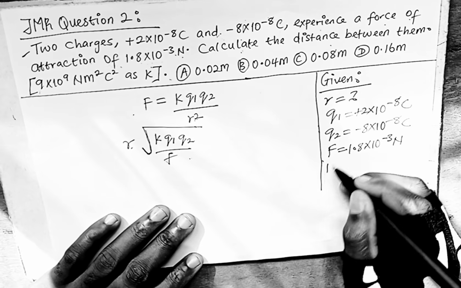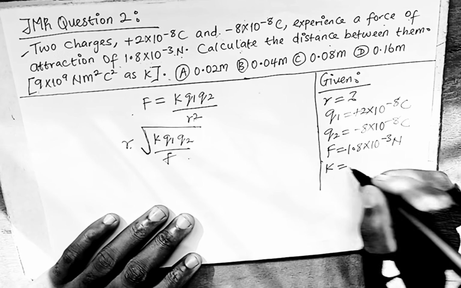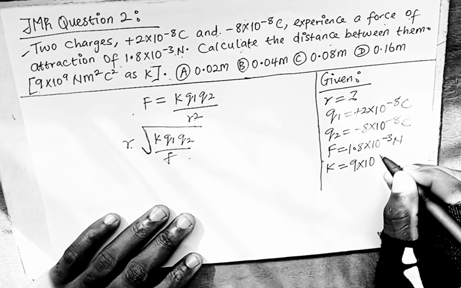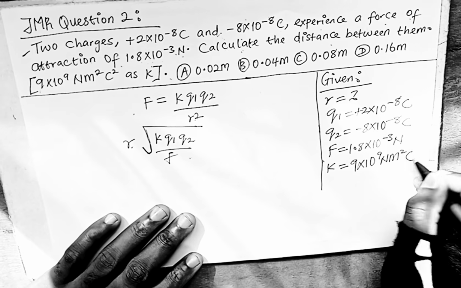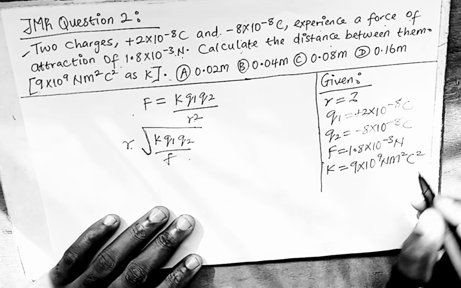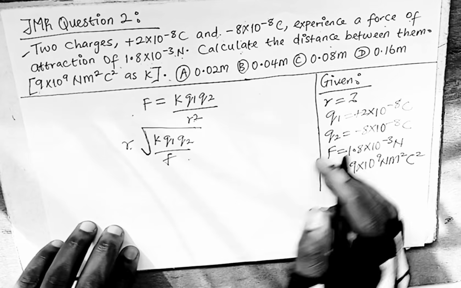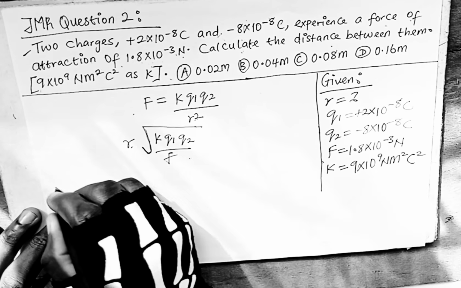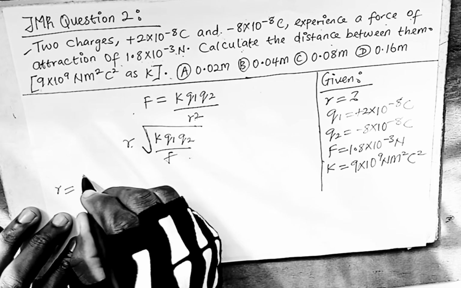They also gave us K, the Coulomb constant, equal to 9 times 10 raised to the power 9 Newton meter square per Coulomb square. Everything is in order, no need for any conversion. All we need to do now is substitute. R now is equal to root.